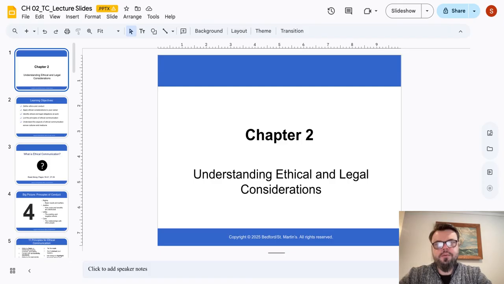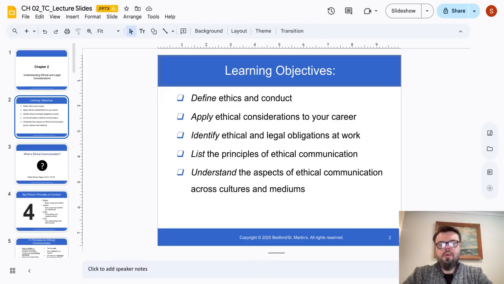To start building this framework, this chapter lays out what you should be able to do by the end. These three learning objectives give us a roadmap for the chapter. By the end, you should be able to define ethics and ethical conduct, not just in theory, but as they apply to real workplace situations. You should be able to apply ethical considerations to your own career, regardless of your major or industry.